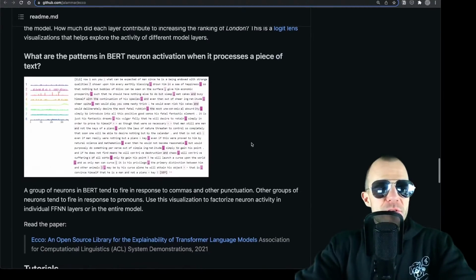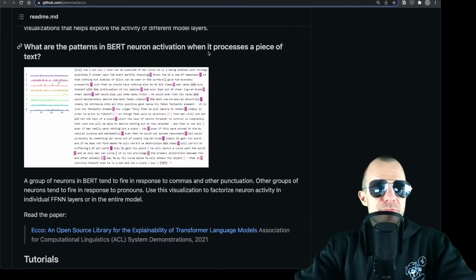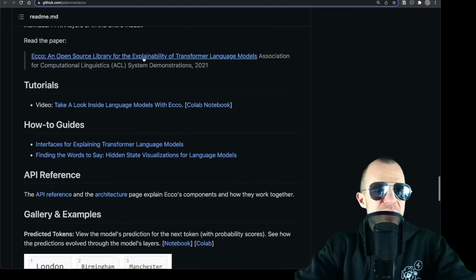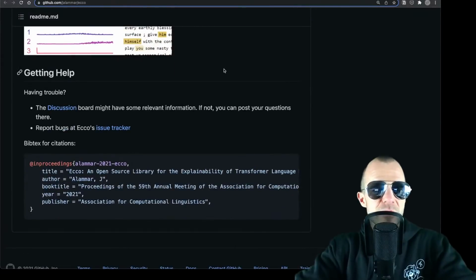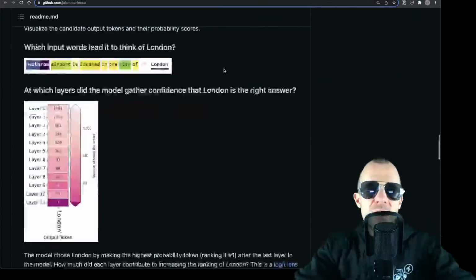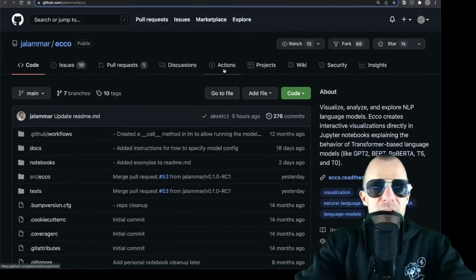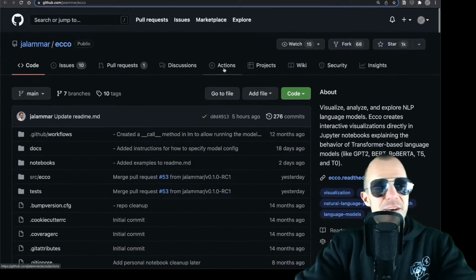Yeah, so what are the patterns in neuron activations in BERT when it processes a piece of text and so on? There's lots of examples of visualizations you can do. So if you look to understand your language models, check out Echo.